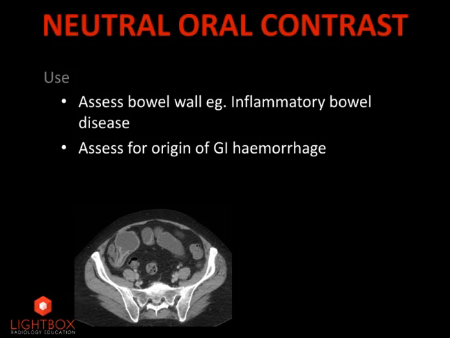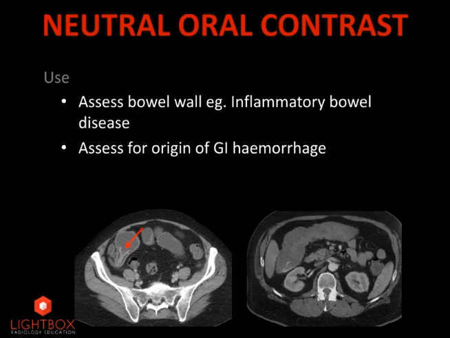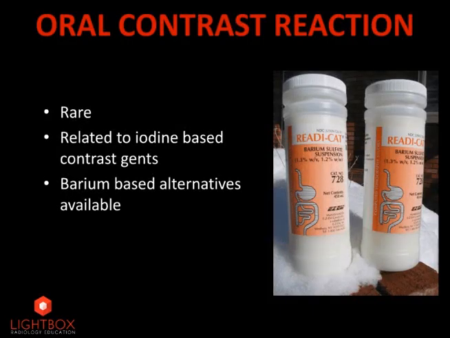Neutral oral contrast can be used to assess morphological changes in inflammatory bowel disease. In the setting of suspected gastrointestinal hemorrhage, neutral oral contrast is used because a positive oral contrast agent may obscure the site of IV contrast extravasation, which represents the site of bleeding. Reactions to oral contrast agents are rare and are usually related to iodine-based contrast agents. If a patient has a known iodine allergy, barium-based alternatives are available.